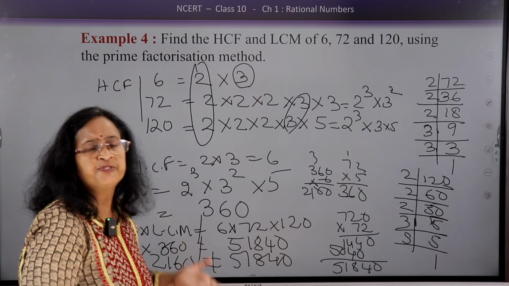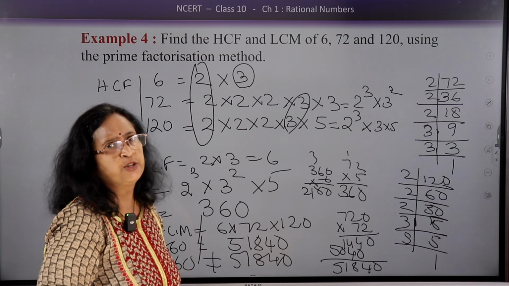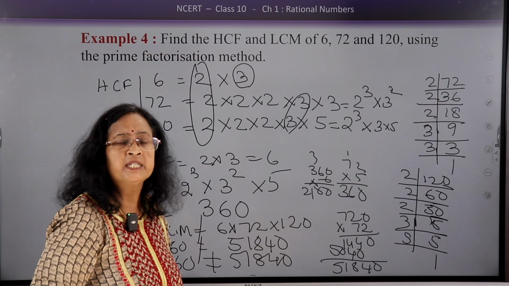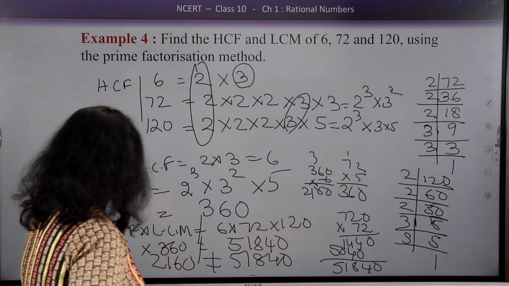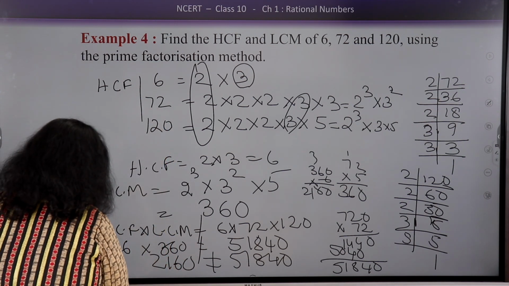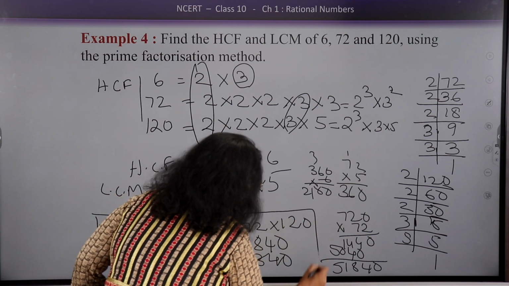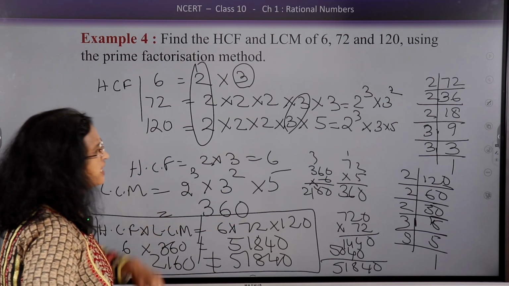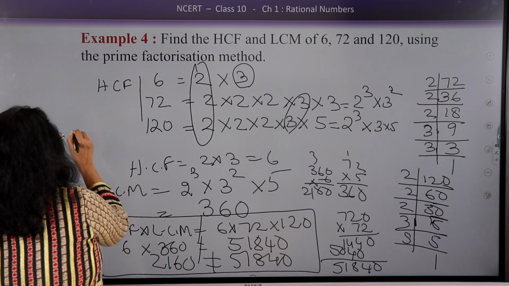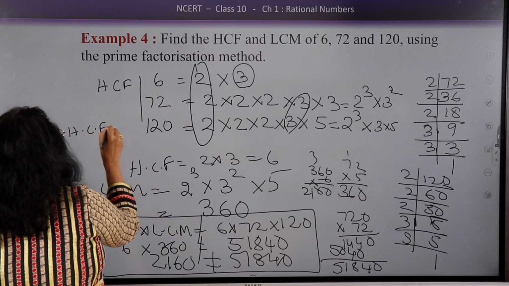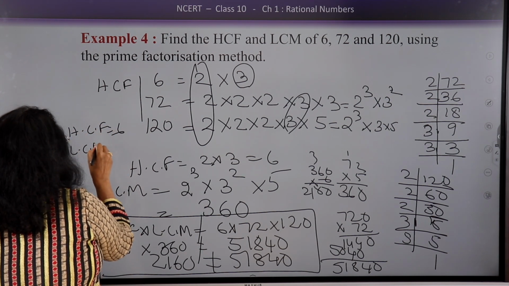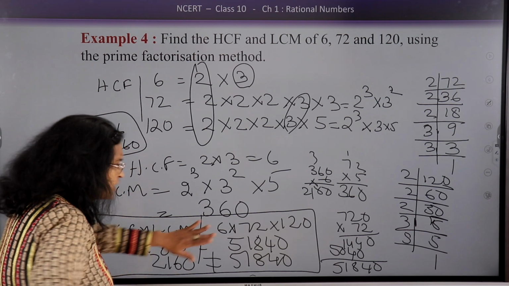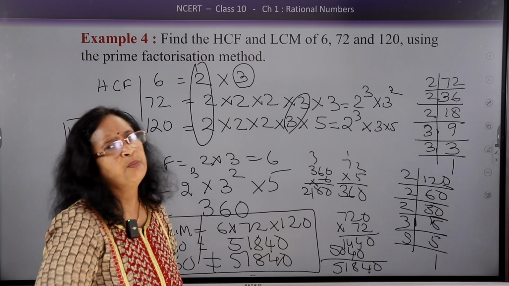So this proves we cannot use that formula which I told you for two numbers. It cannot be used for three numbers. It can be only used for two numbers. So this part for this question, this is only to show you I have done. You need not do in the exam. After this 360, you will straight away write the answer. HCF is 6. LCM is 360. That's all. Only this much you will write. This only to show you it doesn't work for three numbers.